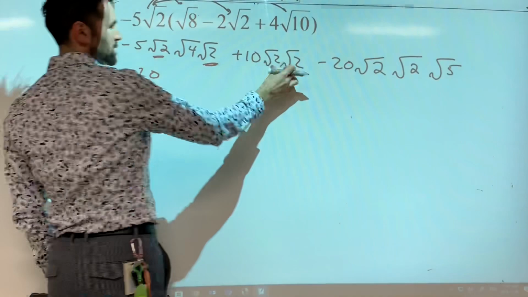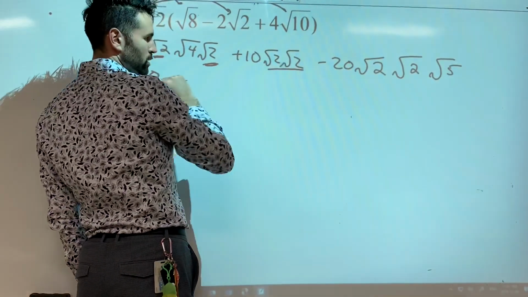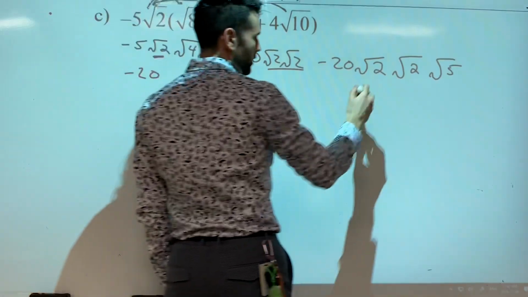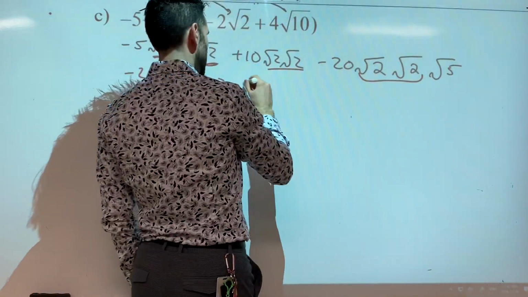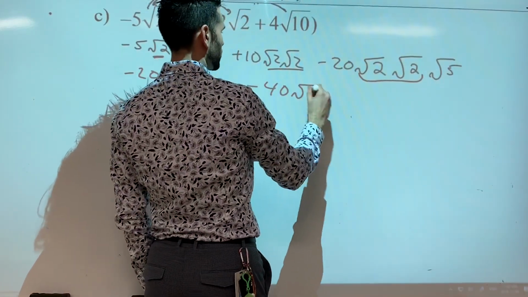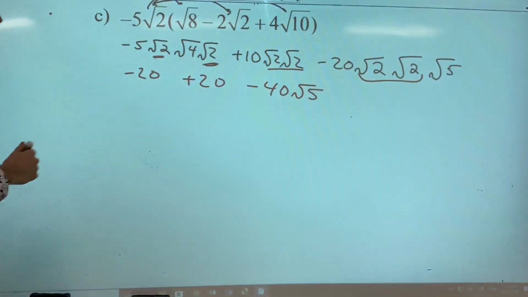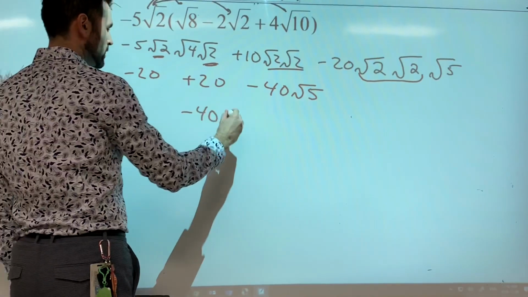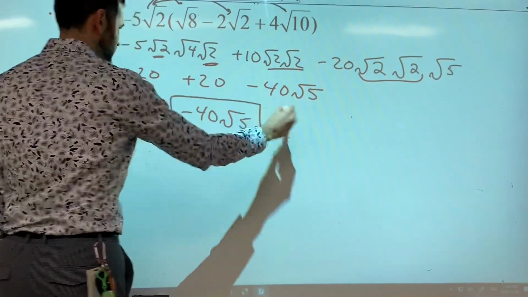And then this is square root 2. This is 2. So 2 times 10 is 20, positive 20. And then over here we get a 2, so negative 40 square root 5 is what we have. Negative 20 plus 20 is 0. So overall, we just have negative 40 square root 5.